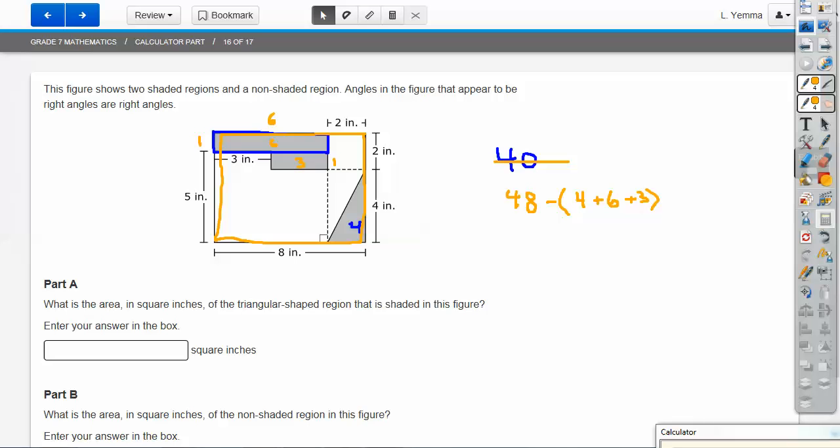So I add these together, 10 and 13, so we have 48 minus 13, and 48 minus 13 is 35. So 35 is the answer down there.